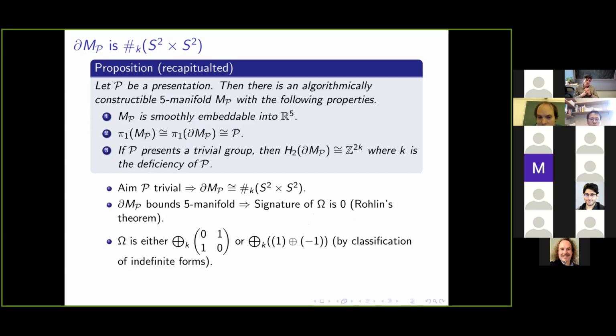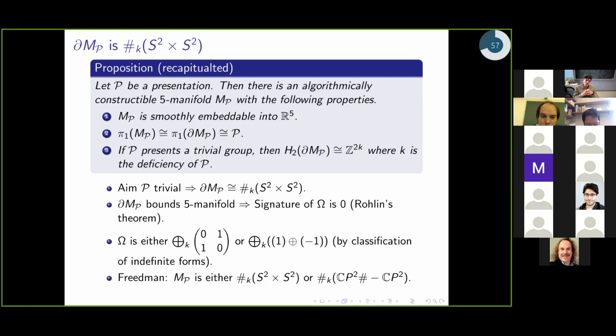But this is a lucky case, because we know things for manifolds which have those forms. By Freedman's uniqueness theorem, this manifold is either a connected sum of copies of S2 times S2, or a connected sum of copies of CP2 with the same number of copies with opposite orientation. So Freedman is telling us it's homeomorphic to one of these? Homeomorphic, yes. I am not determining it up to diffeomorphism, only up to homeomorphism. Okay, thanks.